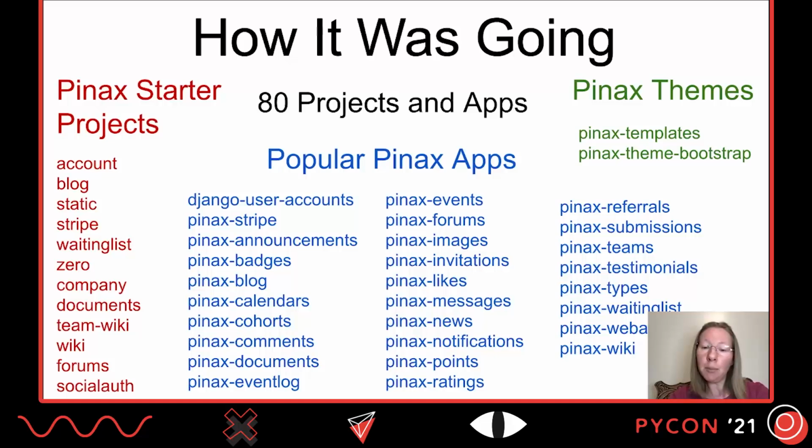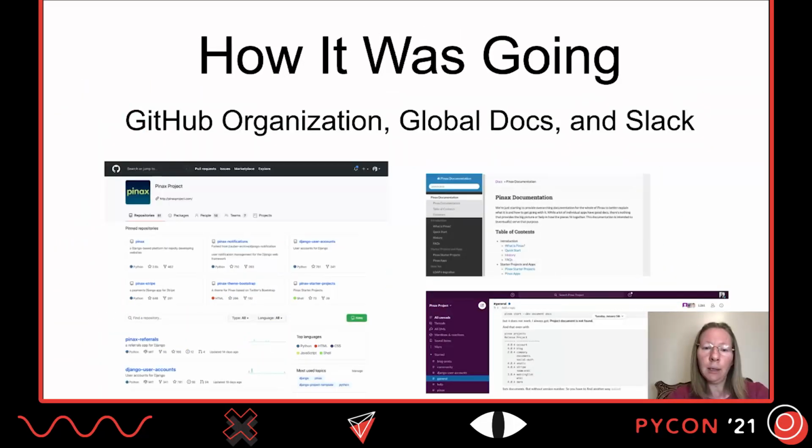The Pinax GitHub organization alone now has around 80 repos in it. This slide includes many of the more popular ones. In addition to the GitHub organization, Pinax now has a global doc site and a Pinax Slack channel for community and support. And there are also app-specific docs and individual repos.